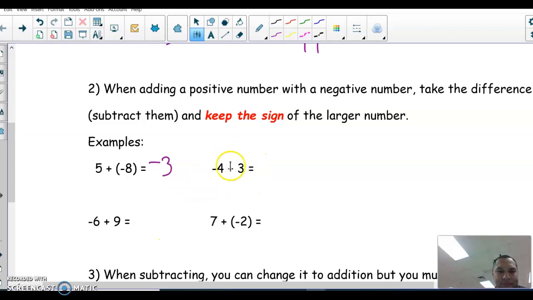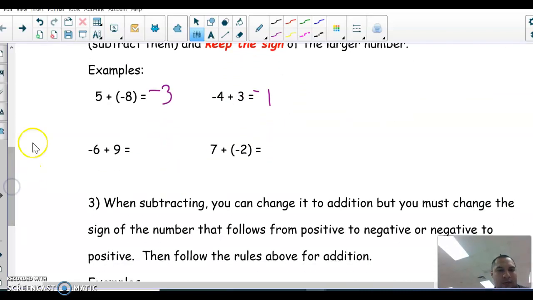Second one, negative 4, positive 3. Different signs, subtract them. So the difference from 4 and 3, 4 minus 3 is 1. The larger number is the 4, and that has a negative. Let's go down here. Negative 6 and positive 9. Take the difference. 9 take away 6 is 3. The larger one was this 9, which is positive, so it'll be positive 3.